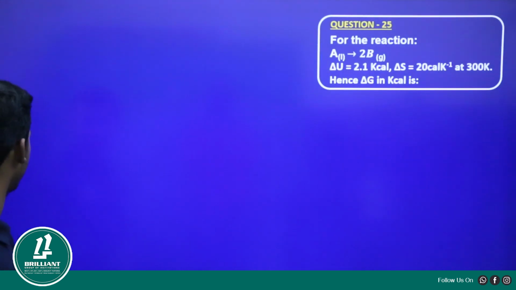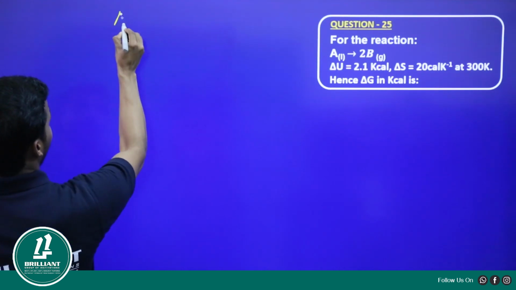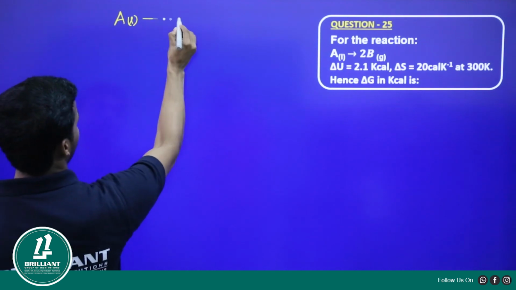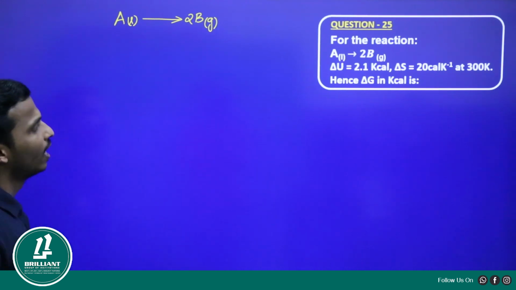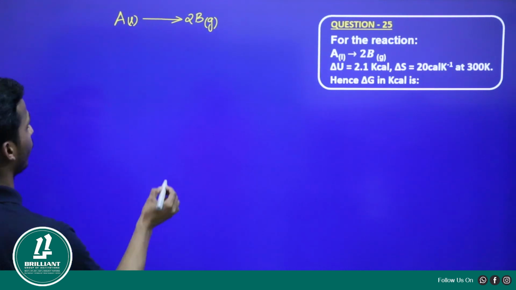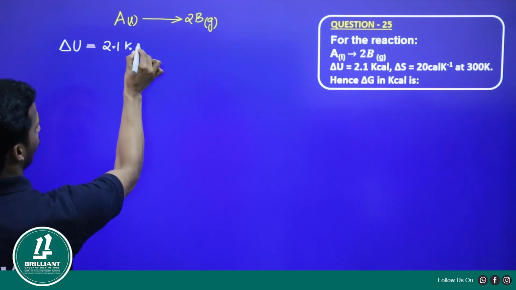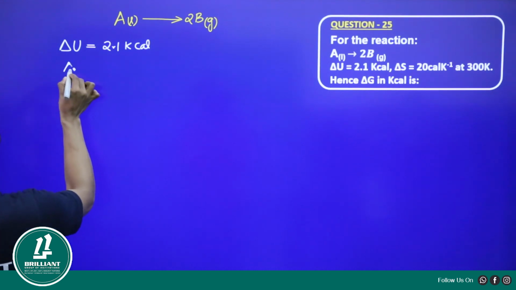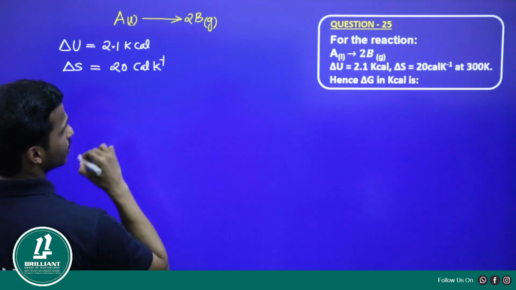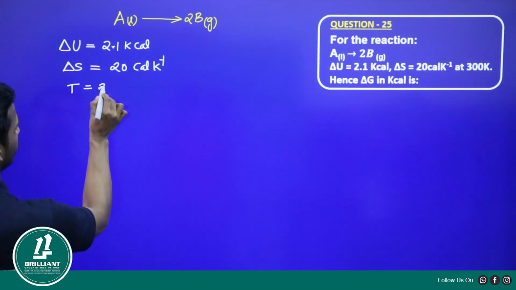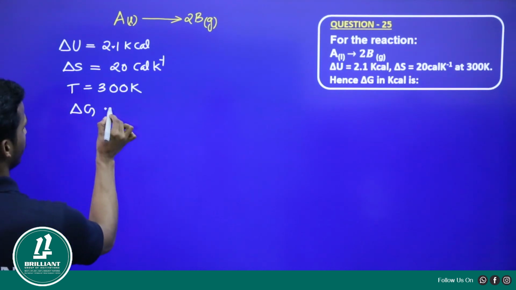Let's go to the last question. Here, what is the reaction given? A is a liquid compound, the reactant, which on reaction gives 2B, a gas. The data given are: the change in internal energy, delta U, is equal to 2.1 kilocalories, the entropy change, delta S, is equal to 20 calories per Kelvin, and the temperature is 300 Kelvin. Okay, fine. What is the value of Gibbs free energy, delta G?